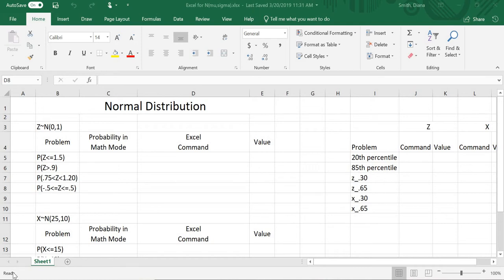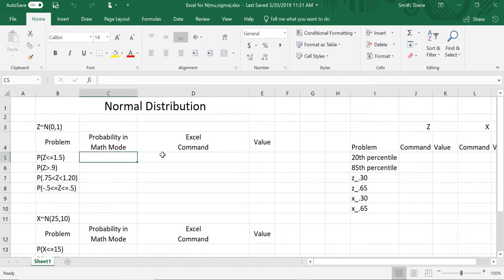Hello everyone. Today we're going to look at using Excel to find normal distribution probabilities and percentiles. First we're going to look at the standard normal distribution. We're going to assume that Z is normally distributed with mean 0 and standard deviation 1. So it's again a standard normal distribution.